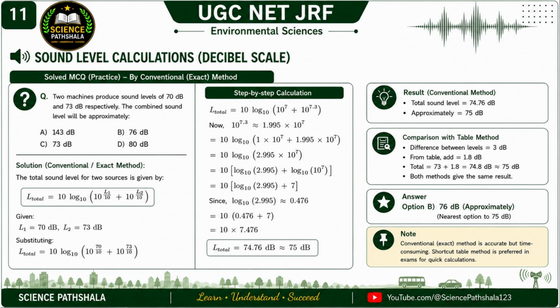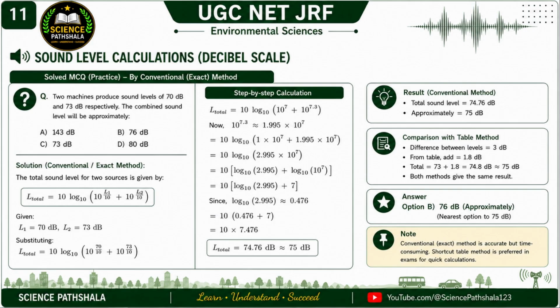So the next is sound level calculations. We are given an MCQ which we have solved earlier using the table method. Now here we are solving the same MCQ using the conventional method. So the solution: the two machines produce sound levels of 70 dB and 73 dB respectively. The combined sound level will be approximately, we are given four options, 143, 76, 73 and 80 dB.